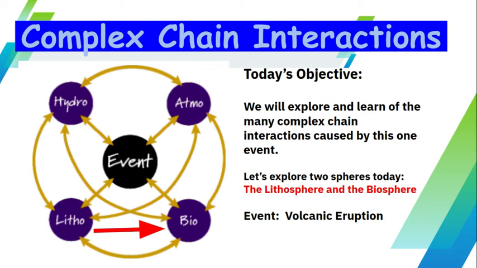Today's event is going to be a volcanic eruption. And as you can see from the arrows, there can be many interactions between different spheres: hydrosphere and atmosphere, biosphere and hydrosphere. Arrows all over the place. One event can cause a chain reaction that can impact several or even all of these spheres.